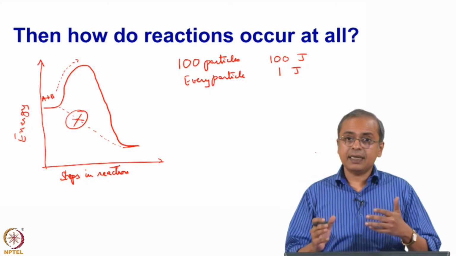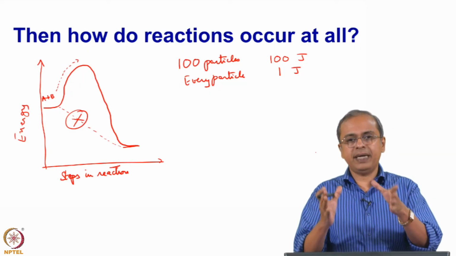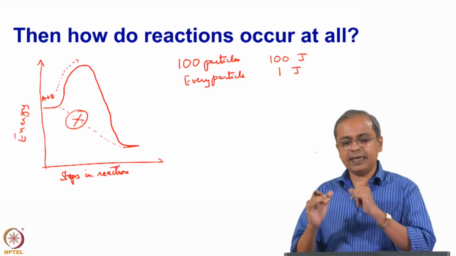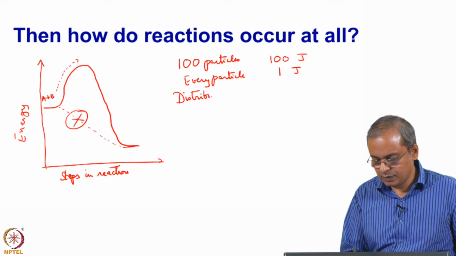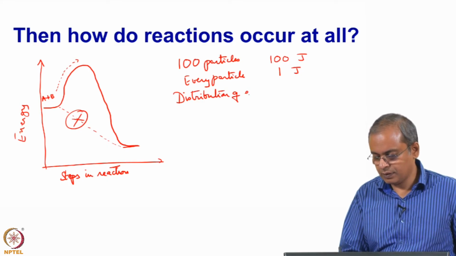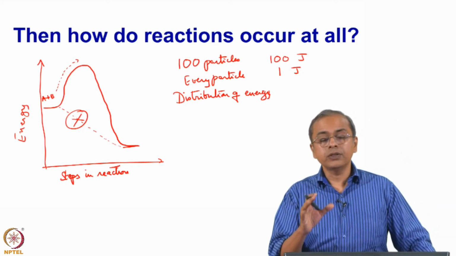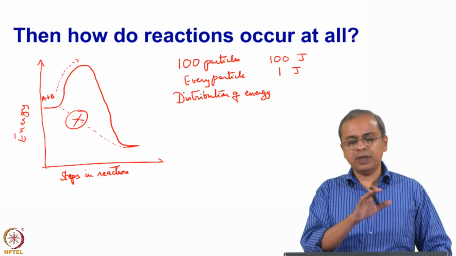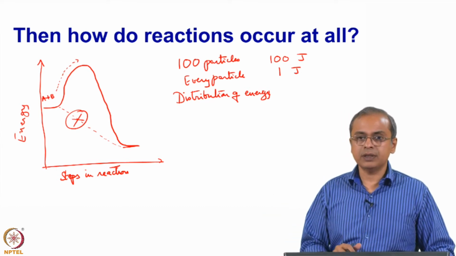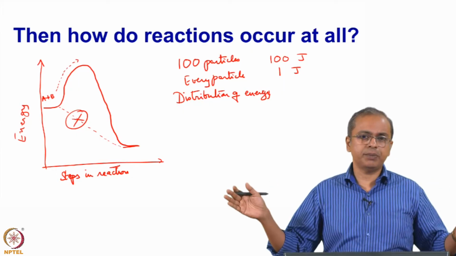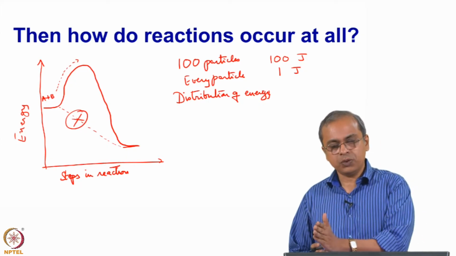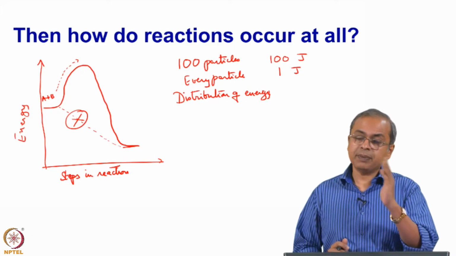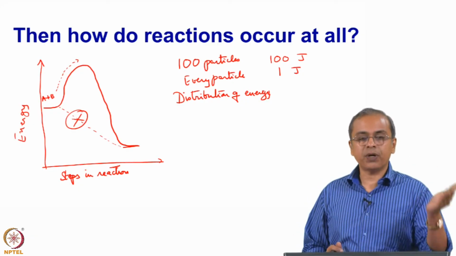The reality is this is not how a typical system behaves. What is seen in nature is that there is a distribution of energy. So even if you take a system like this, with 100 particles and a total overall energy of 100 joules, if you look inside those particles you will find that there is a distribution. You will find some particles at 1 joule, some number of particles at 1.1 joule, some at 1.2 joule. Similarly, you will find some number of particles at 0.9 joule, 0.8 joule, etc.